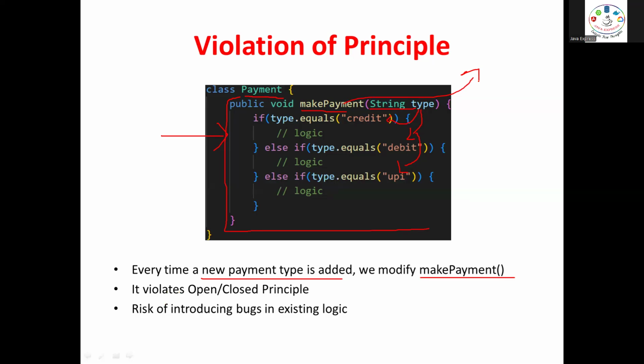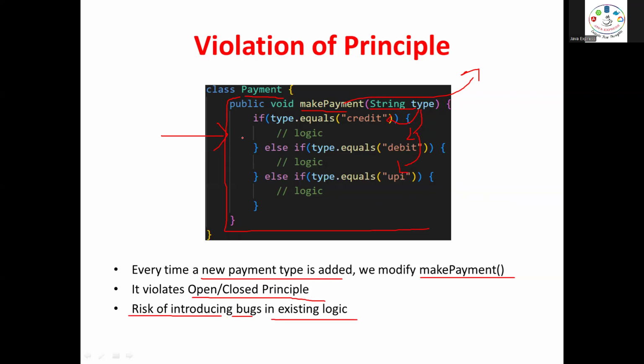Whenever you have a new payment, we always have to change this method. So basically what happened? It is violating the open closed principle here. Risk of introducing bugs in existing logic. This is the violation of the principle. This is a very bad example. Here we are following multiple if conditions and else if conditions as well. Sometimes we may use switch cases also.